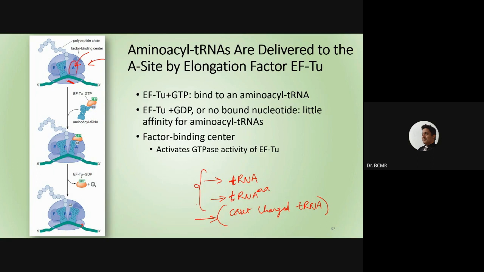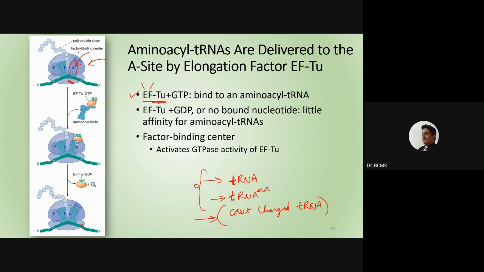This site can actually accommodate any of the tRNAs, charged or uncharged. How can it happen? That is based on another factor called EF-Tu. EF is for elongation factor. It's called Tu, EF-Tu. It is also a GTPase. That means it has a GTP binding domain, or you should say it is a GTP binding protein.